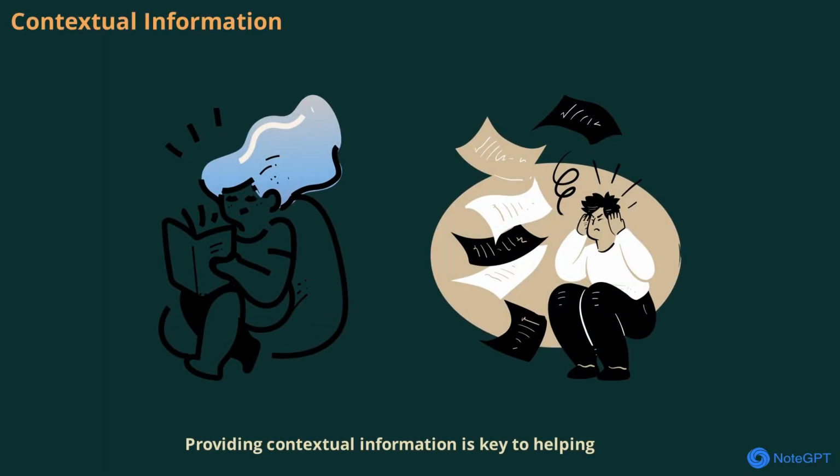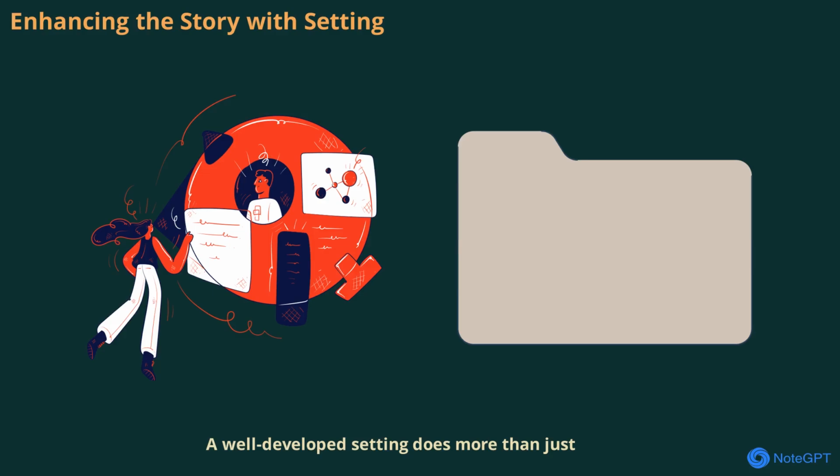Providing contextual information is key to helping readers understand the significance of your narrative. This includes background details about the setting, cultural context, or relevant circumstances that influence the story. By offering just enough context, you make your narrative more relatable and meaningful, allowing readers to connect with your experience on a deeper level.